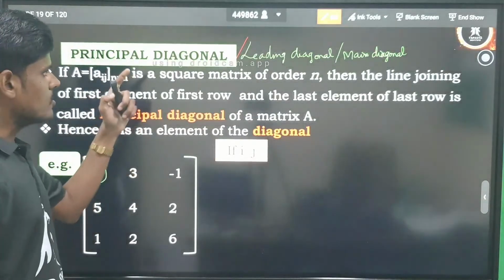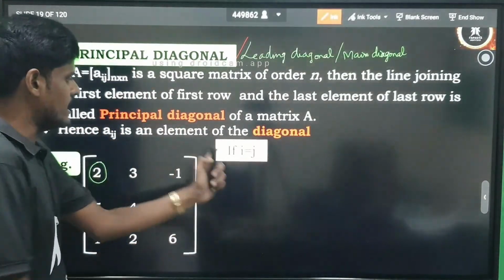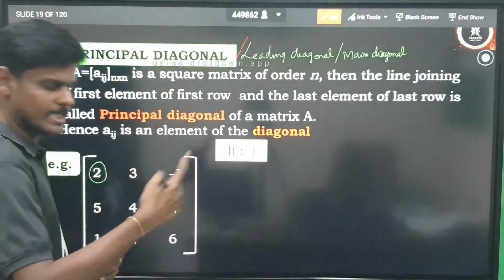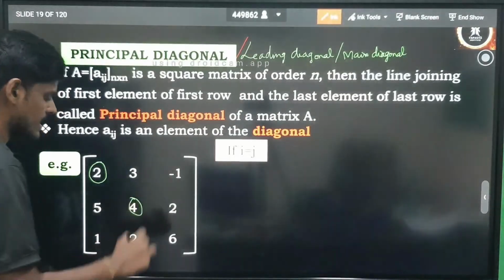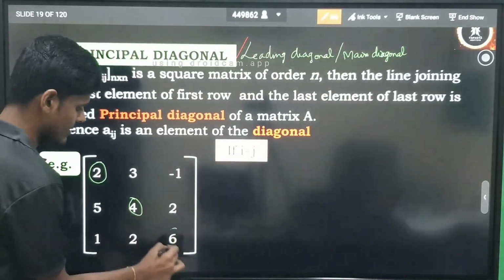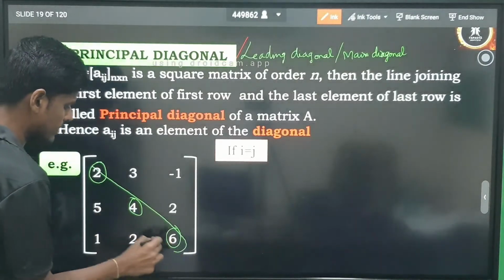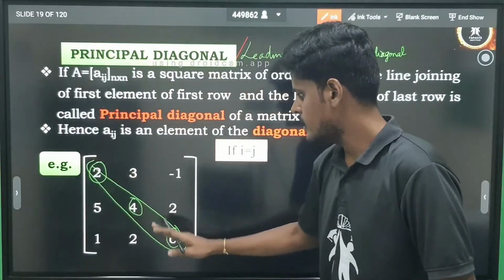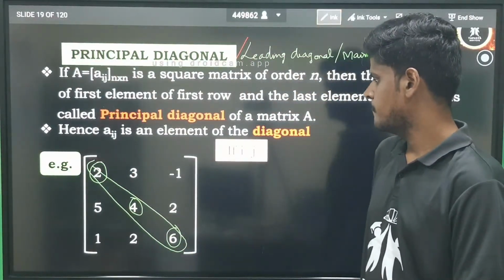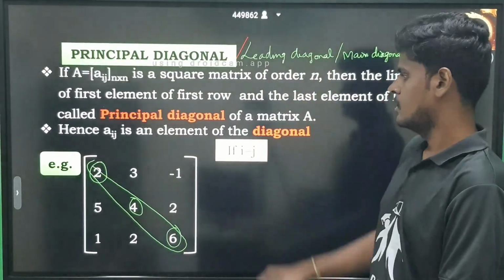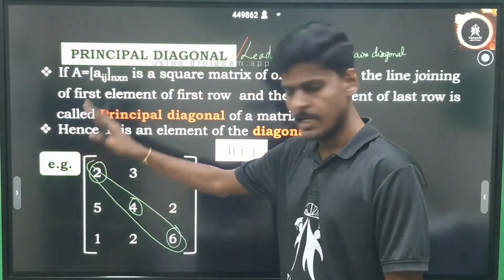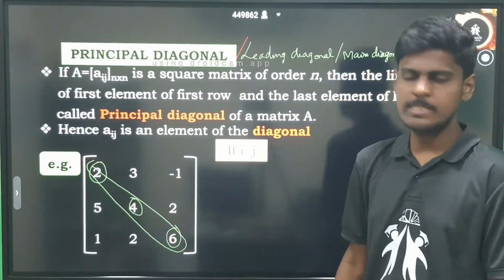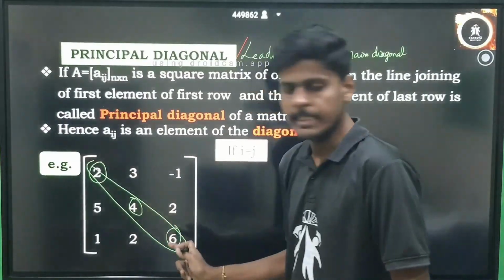Then first row, second column is not a diagonal element as i is not equal to j. Then second row, second column will become a diagonal element. Second row, second column, this element. Third row, third column. Which means when we draw a line from left to right diagonally, the elements comprising this are called principal diagonal elements. So what is a principal diagonal element, or leading diagonal or main diagonal element? 2, 4 and 6 are the leading diagonal elements of this. That is a11, a22, a33.